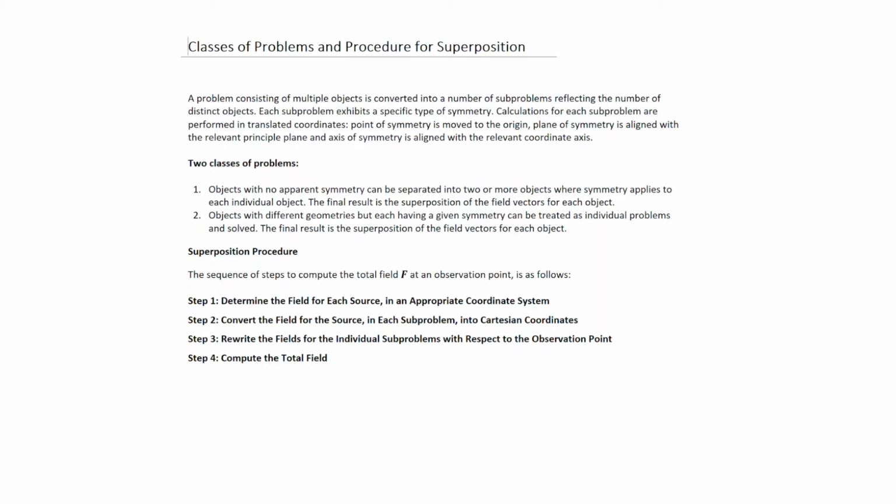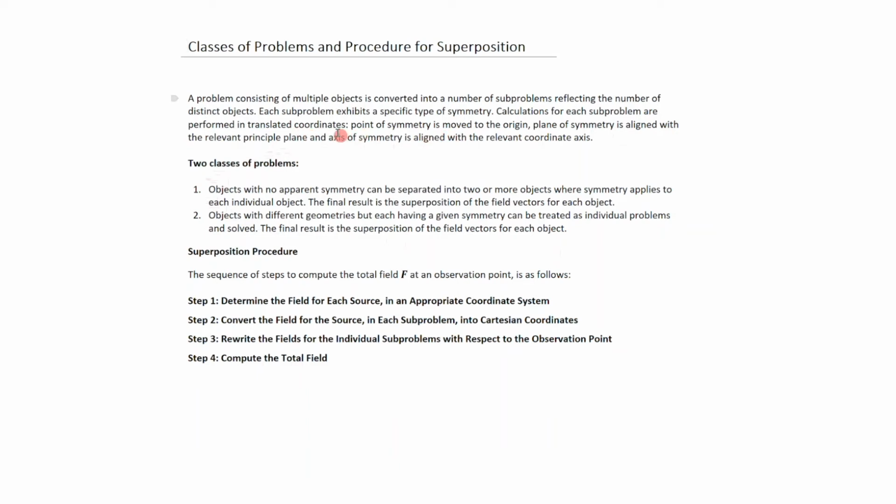Each subproblem exhibits a specific type of symmetry, and calculations for each subproblem are performed in translated coordinates. In other words, you are not guaranteed that the cylinder happens to be lined up with the axis of symmetry. So what you do is you presume that it's lined up with the symmetry axis, and then afterwards you move it back to its original location. Once you have done that, then you sum the results, and basically get the total vector field. So that's more or less what's indicated here.